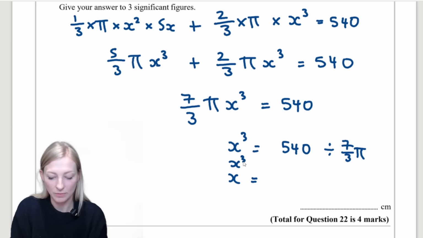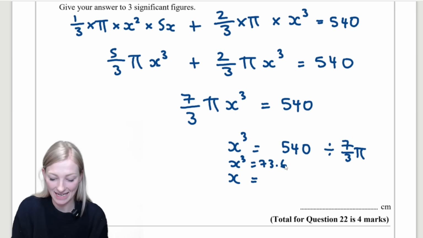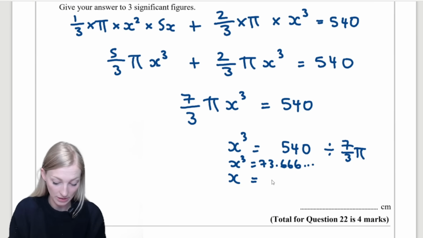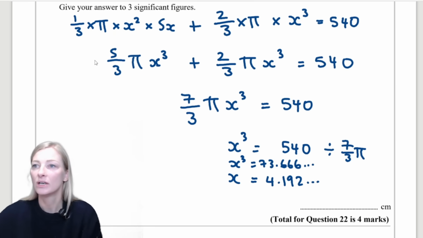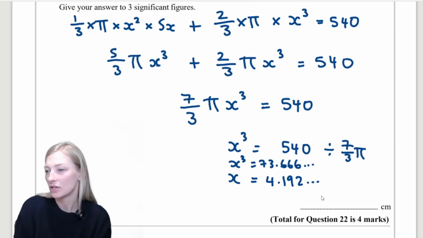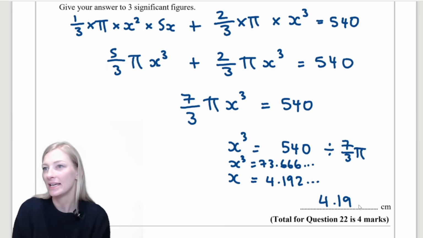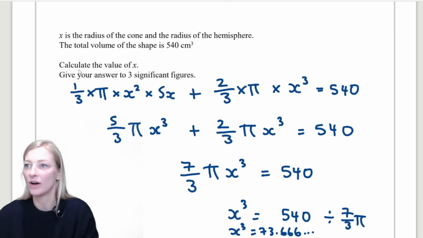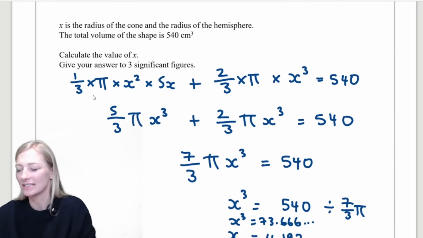So x cubed is 73.666, and then if we cube root that answer, we get 4.192. Three significant figures, so 4.19 is the value of x there. Calculate the value of x, 4.19. I'm happy that that makes sense.